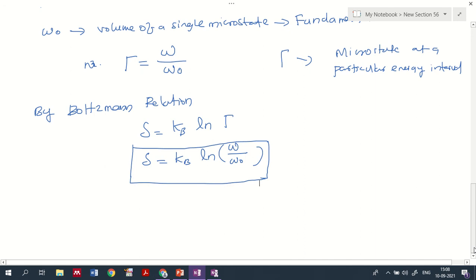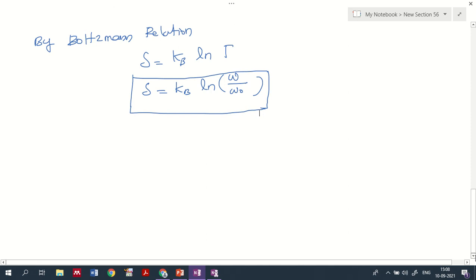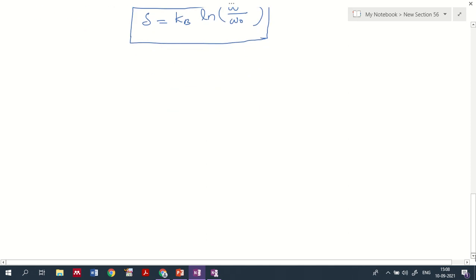What I just want to share is that the entropy for a microcanonical ensemble will be k_B ln (omega by omega 0), where omega is the volume of the phase space region and omega 0 is the fundamental volume corresponding to that. So it's about the entropy of a microcanonical ensemble, and that relation is very important for our further discussion.